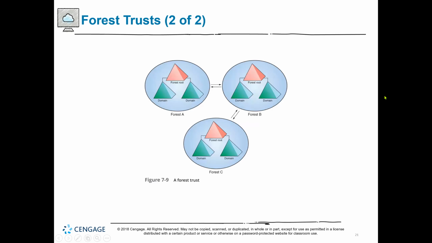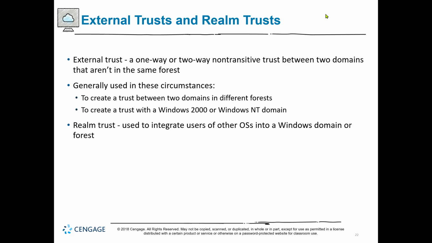Okay, so you have forest A, B, and C, and you can see the domains in those. Okay. External and realm trusts. I don't know why, but that always reminds me of D&D. An external trust is a one- or two-way non-transitive trust between two domains that aren't in the same forest. It's generally used in the following circumstances: to create a trust between two domains in different forests, and to create a trust with a Windows 2000 or Windows NT domain.